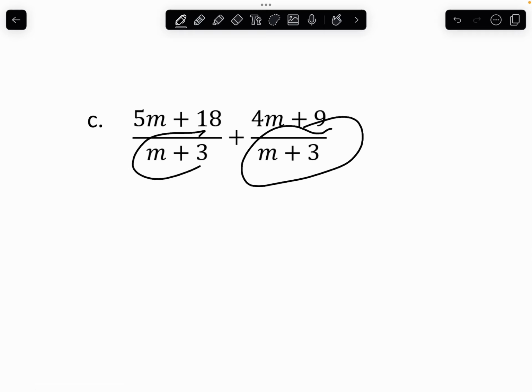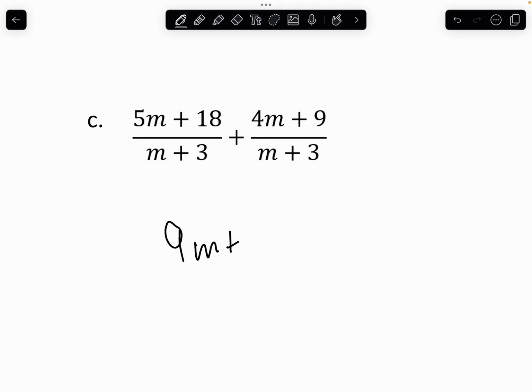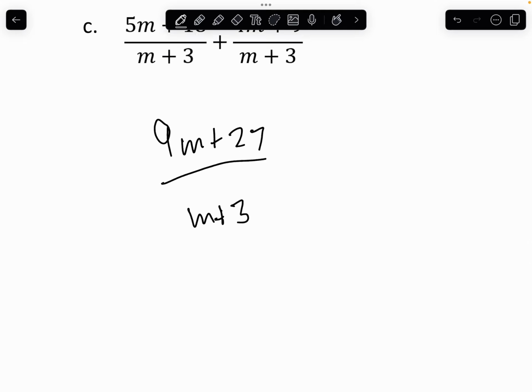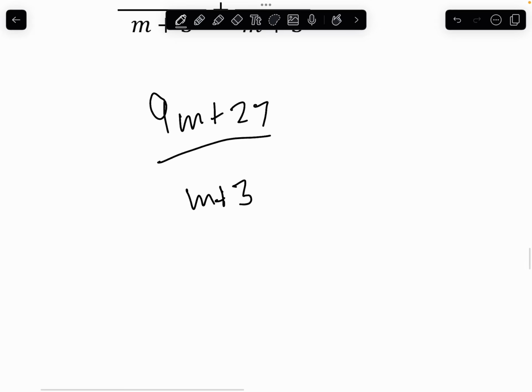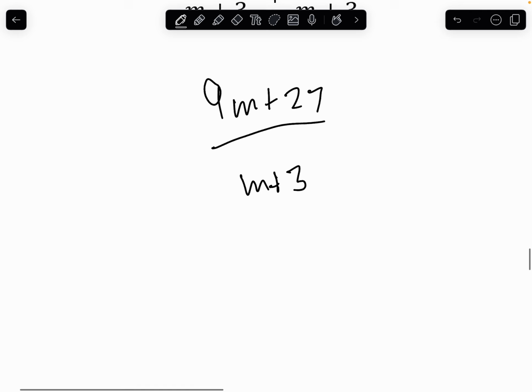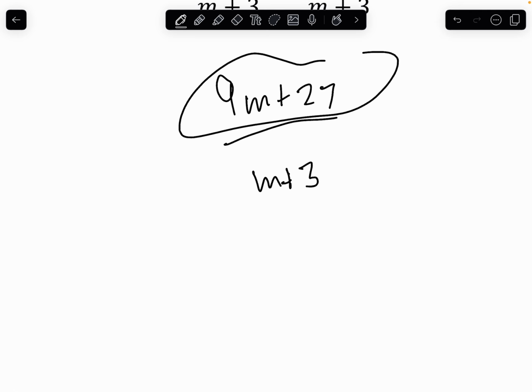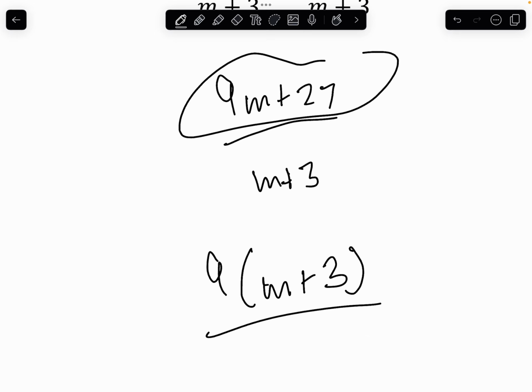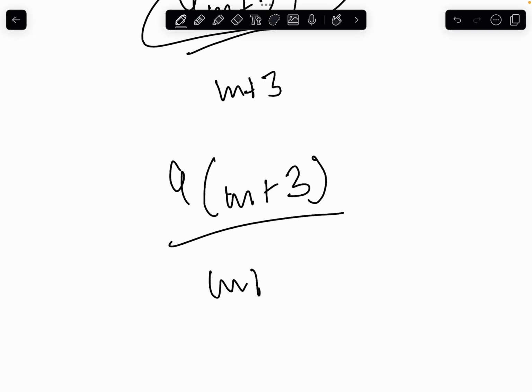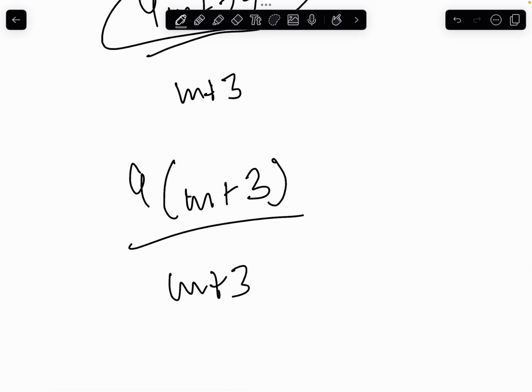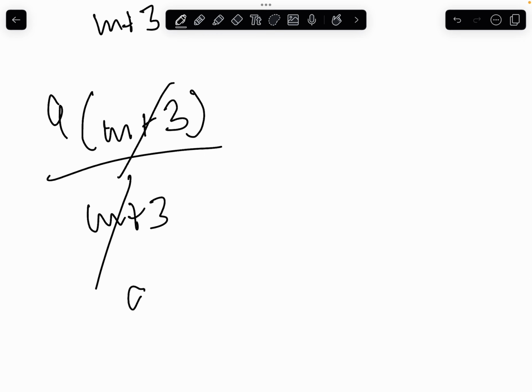So I noticed that m plus 3 is here and m plus 3 is there. So we combine them. So we're going to have 9m plus 27 over m plus 3. Now, this is the answer, but it's not simplified. So the top has a factor of 3, or a factor of 9. So you pull out the 9 times m plus 3, and then over m plus 3. And now it's kind of like the addition or multiplication one. You can cancel, so m plus 3 cancels with m plus 3. And we're just left with 9.